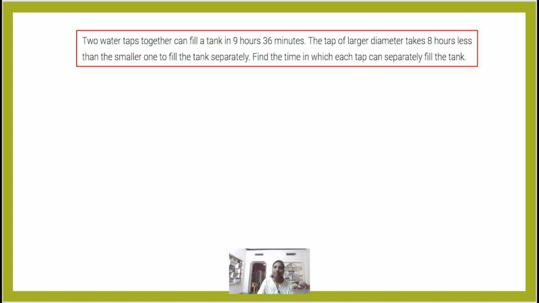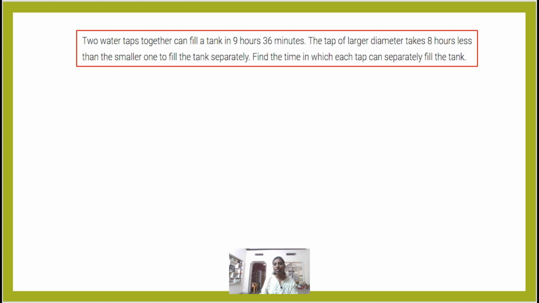Two water taps together can fill a tank in 9 hours 36 minutes. The tap of larger diameter takes 8 hours less than the smaller one to fill the tank separately. Find the time in which each tap can separately fill the tank.